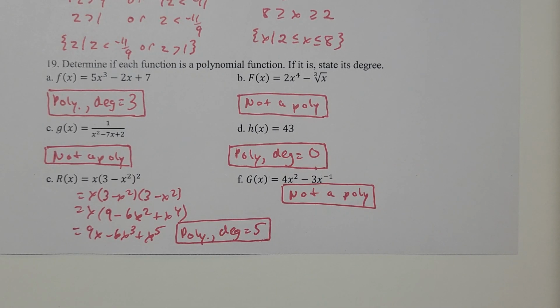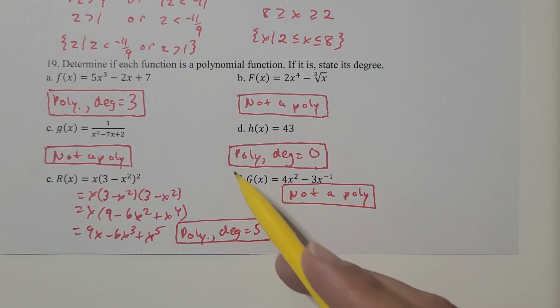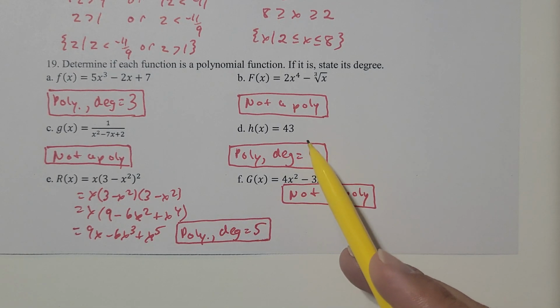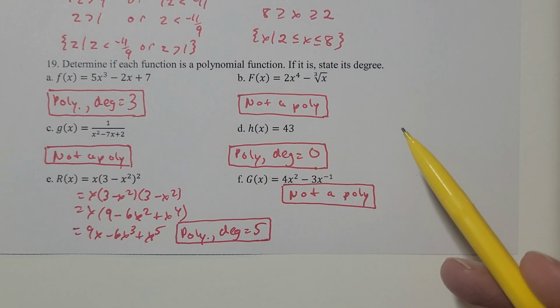Part D, I got h of x equal 43. So is 43 a polynomial? Okay, well there's two conditions I got to check for again. So condition 1. Every single coefficient in front of x has to be a real number. Well, 43 is a real number, right? And then the second thing, every single power of x has to be a whole number. Okay, well, I don't have any x's. So that condition is checked off by default. This is a polynomial, and this would be a degree 0 polynomial. Okay, in other words, the highest power of x is 0. I don't have any x's.